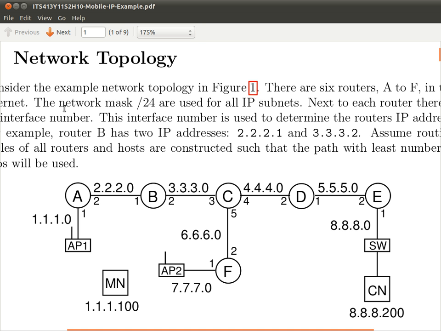We have a mobile node that was initially associated with access point 1 on subnet 111.0. It had an IP address, 111.100, and as it moved, it needed to hand over to a new access point because the old access point either was out of range or had too weak of a signal, and it just decided to choose AP2 to associate with. And unfortunately, that's on a new IP subnet, 777.0. So it needs to do a mobile IP handover.